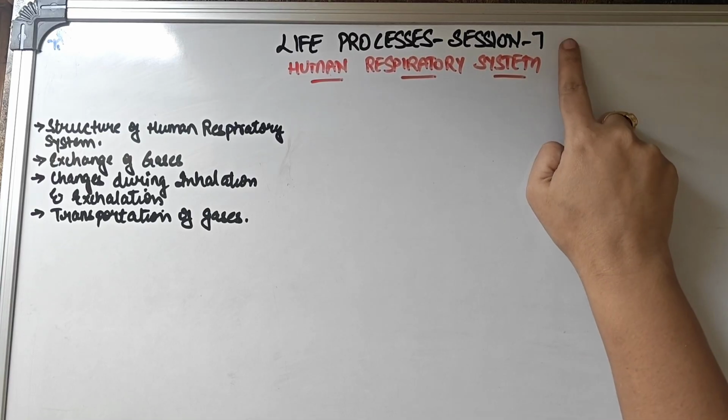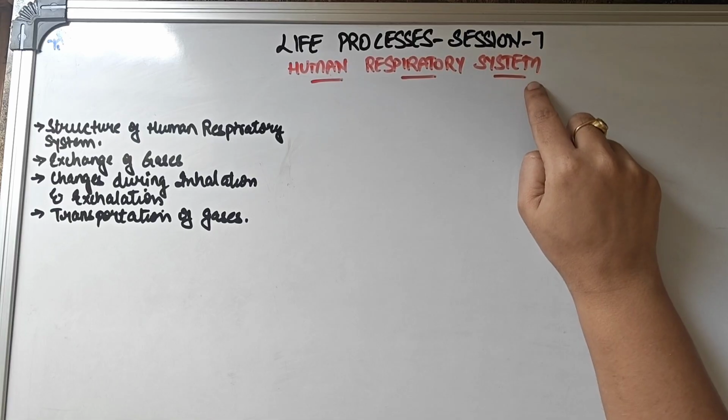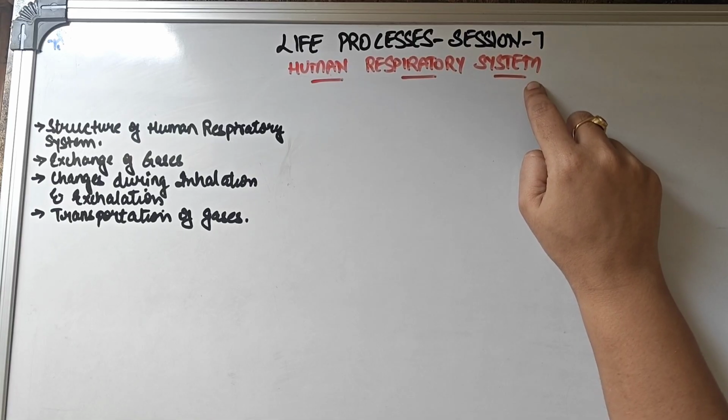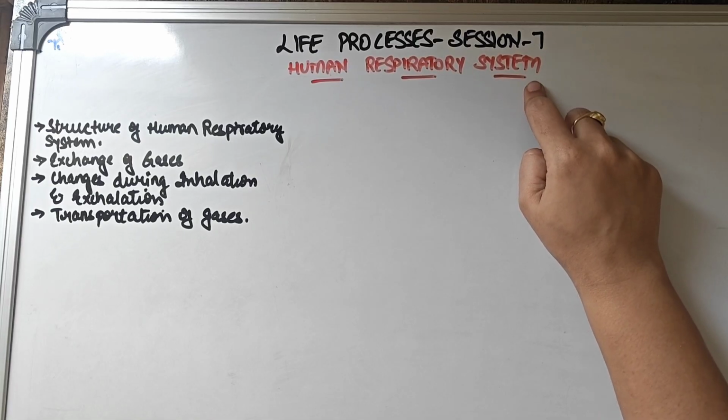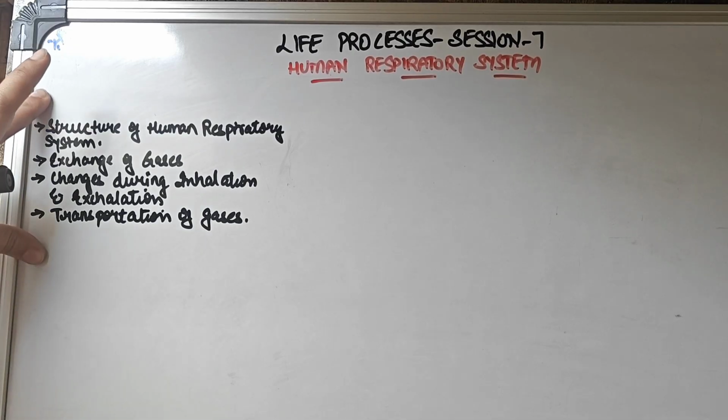So this is the 7th session on the chapter life process, and actually the second session on the respiration process that I am taking. In today's video we are going to discuss these 4 subtopics: through a diagram, the structure of a human respiratory system; how the exchange of gases occurs through the respiratory pathway; what changes occur during the inhalation and exhalation of the gases; and lastly, what medium helps in the transportation of these gases through the human respiratory system.